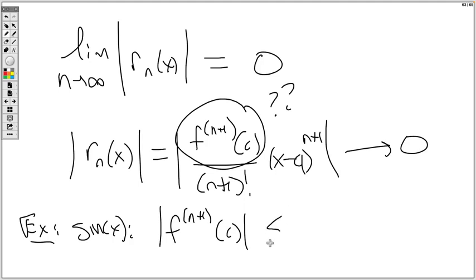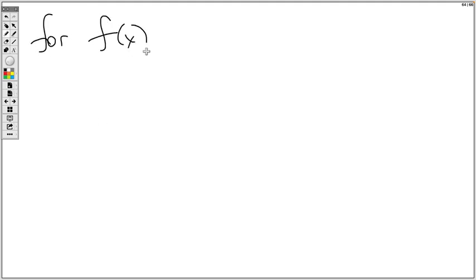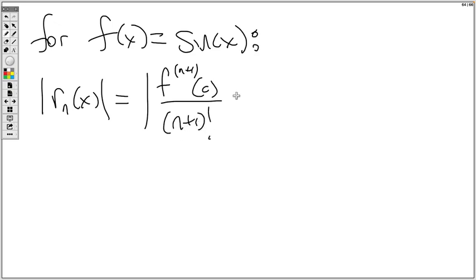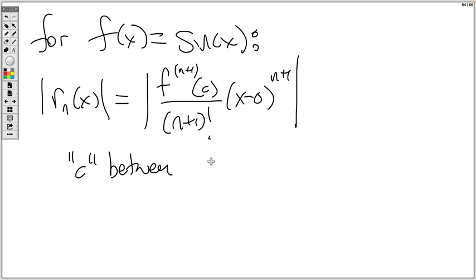So its absolute value is always less than or equal to 1. You follow or not? So if I look at the remainder theorem for sine, check it out. That numerator is always 1. So for sine of x, the absolute value of the remainder for any value x would be some derivative at c over n plus 1 factorial. The center was 0, so it would be x minus 0 to the n plus 1, for some c between 0 and x.